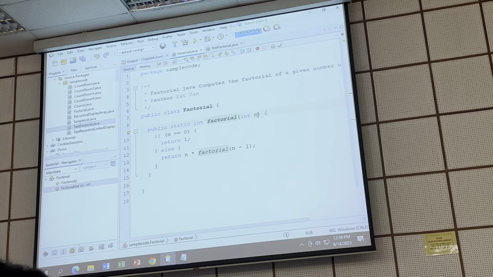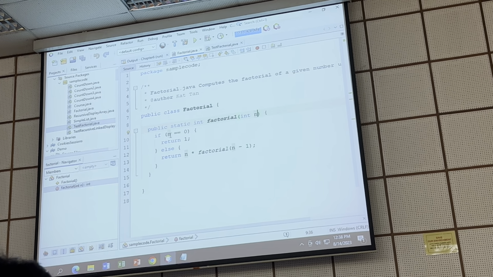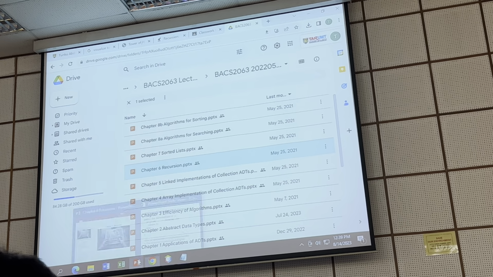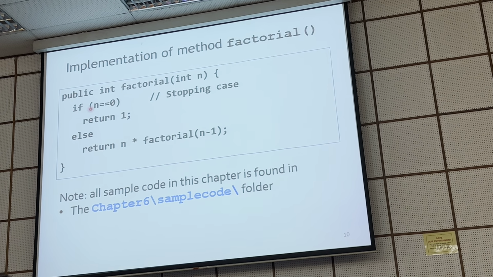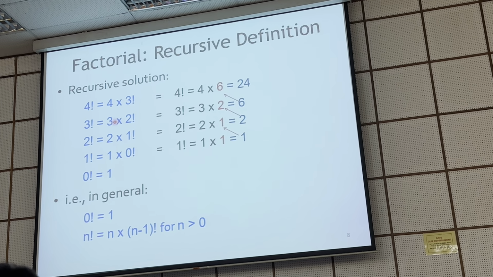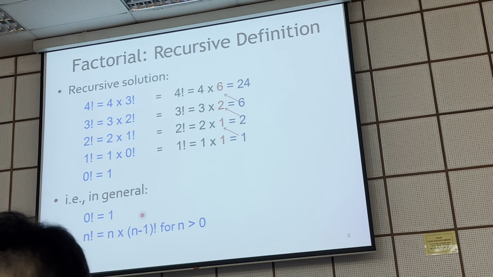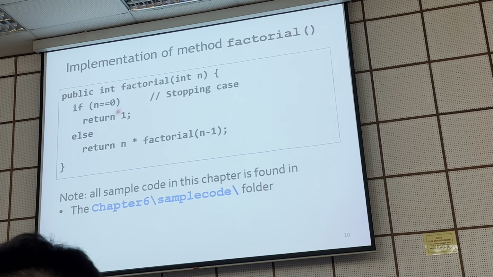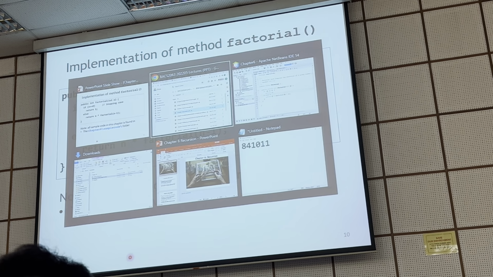parameter is n. So I say if n equals 0, we return 1. Why is that? Remember, when our n value is 0, we return 1. Correct? So that is our stopping case. So I return 1. Otherwise, what do I do?